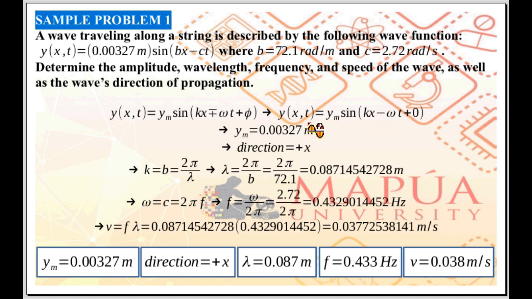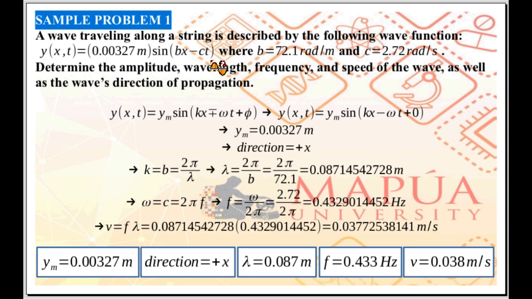Comparing the two equations further, you have kx, bx, which means k is just equal to b, and k, the wave number, is equal to 2 pi over lambda, which means b is equal to 2 pi over lambda. Isolating the wavelength, lambda is equal to 2 pi over b. 2 pi divided by b, we know b, given by the problem, 72.1 radians per meter. Thus, we are able to calculate lambda, 0.08714542728 meters.